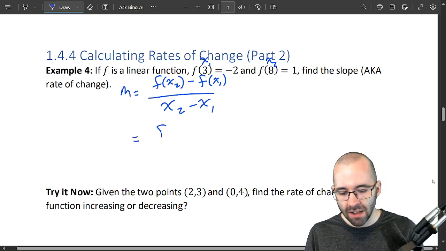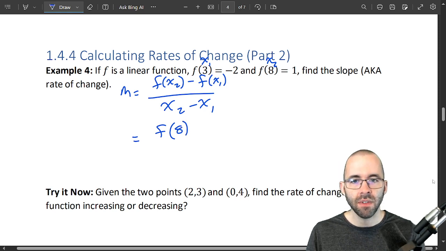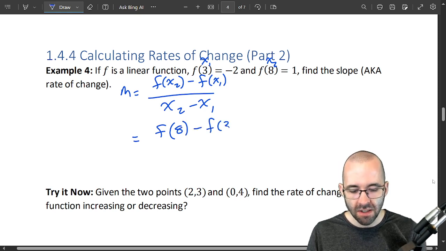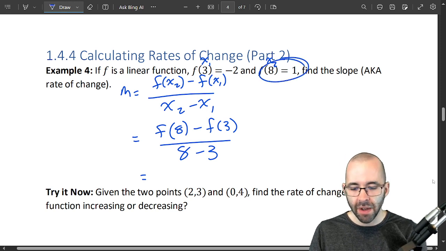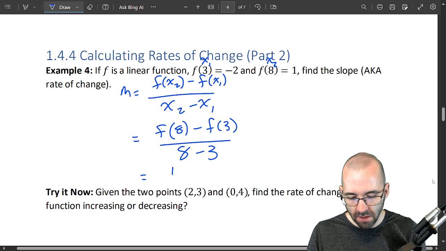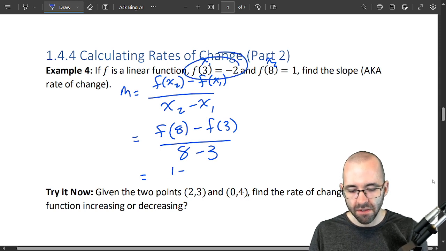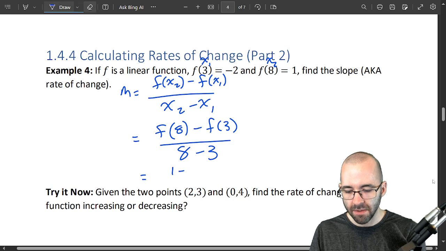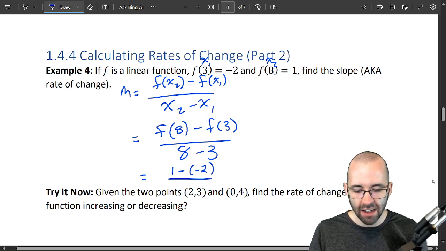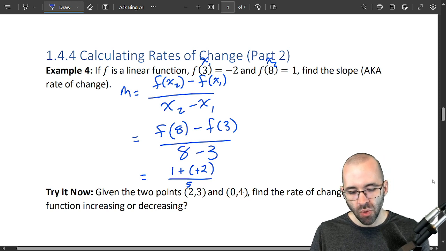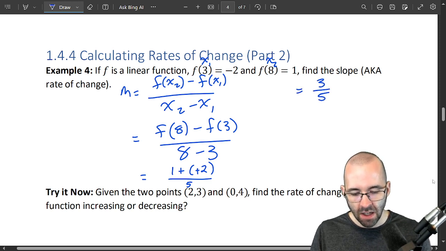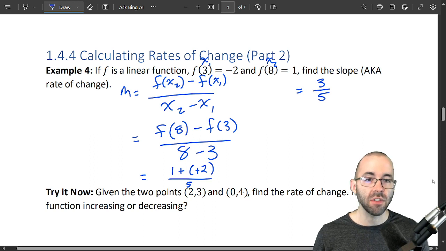Now we just say, okay, what is f of our second? It's f of 8. F of our first is f of 3. We know what those equal. That's great. Divided by 8 minus 3. F of 8, function value at 8, we said is +1. Function value at 3 is -2. We can replace it. Again, be very careful. Subtracting a negative, it's going to look like this. 8 minus 3 is 5. Subtract a negative is the same as adding a positive. 1 plus 2 adds 3. And we get 3/5.